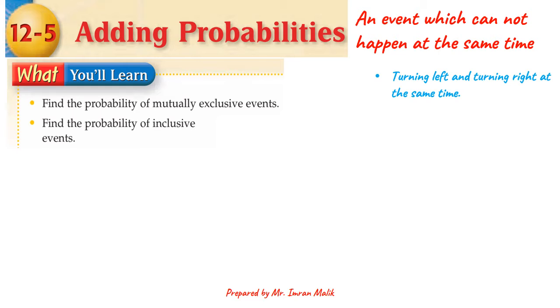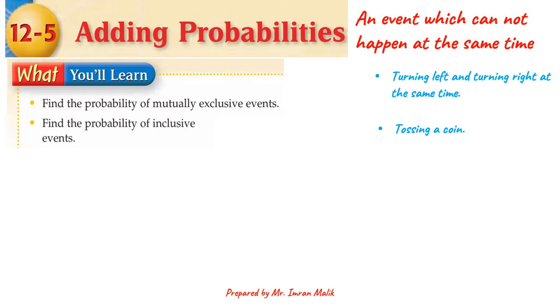Another example of mutually exclusive event could be tossing a coin, because getting a head and a tail at the same time is not possible. Therefore, we say they are mutually exclusive. So mutually exclusive events implies that they cannot happen both at the same time.